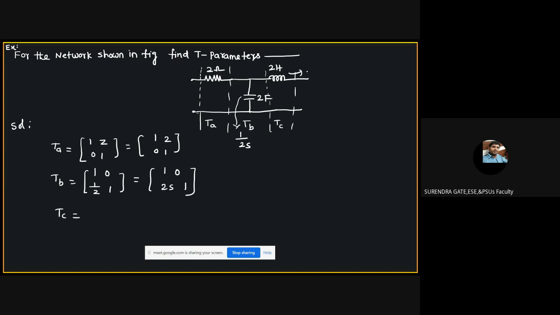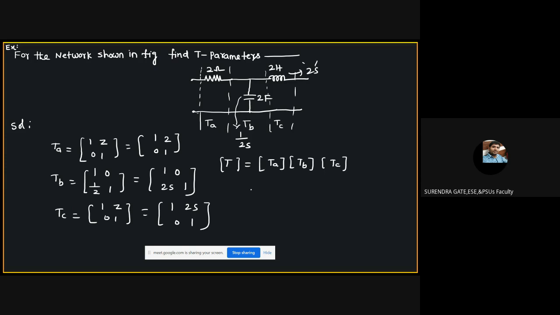What is TC? The impedance of this one is 2S. This is 1 Z 0 1, so it is 1 2S 0 1. Clear? Then what are the resultant T parameters? The resultant T parameters equal TA into TB into TC because of the cascade connection. Multiply all of these: 1 2 0 1, then 1 0 2S 1, then 1 2S 0 1.